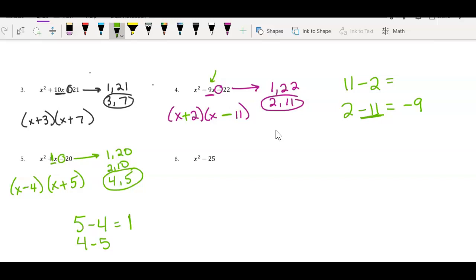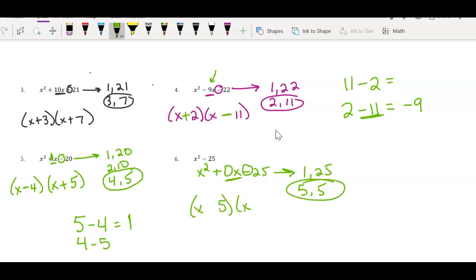All right, one last example. This one right here, you notice it looks like a binomial because there's nothing in the middle. Whenever you have an x squared and there's nothing in the middle, you could say that there's a 0x there. And then now I do my factors of 25 that subtract to give me nothing. Well, that's 5 and 5. And it doesn't matter which is which because they're both 5s. One's going to have to be positive and one's going to have to be negative.